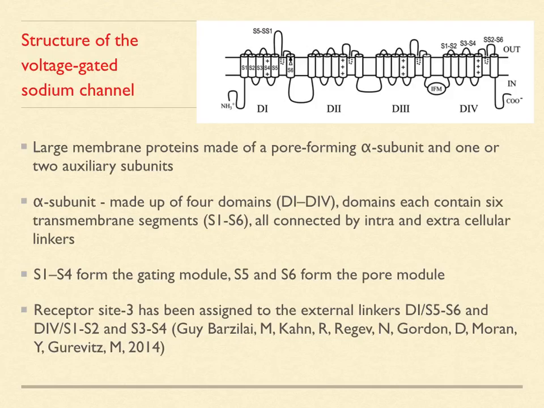Structure of the voltage-gated sodium channel. Voltage-gated sodium channels of most animals are large membrane proteins made up of a pore-forming alpha subunit and one or two auxiliary subunits. The alpha subunit is made up of 4 domains, each of which contains 6 transmembrane segments, all connected by intra- and extracellular linkers. Receptor site 3 is located at the linkers S5 to S6 at DI, S1 to S2, and S3 to S4 at DIV. This can be seen in the image.